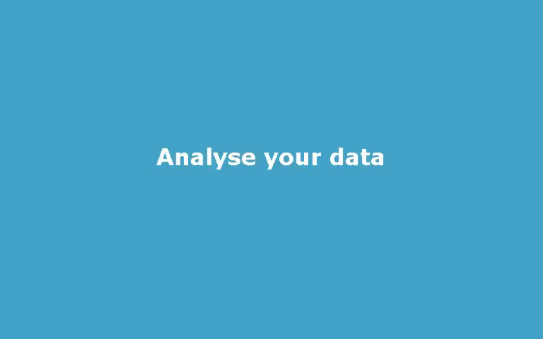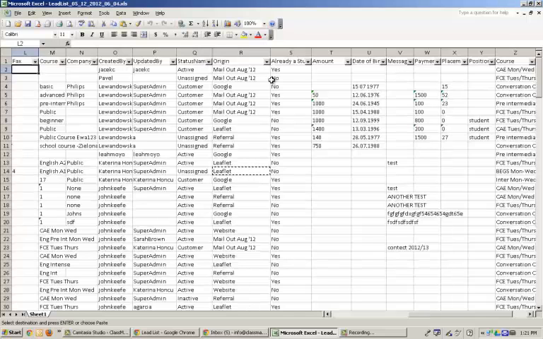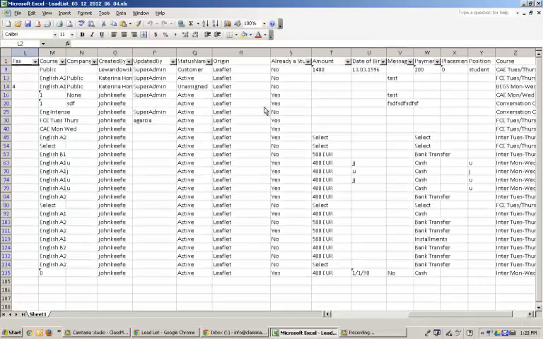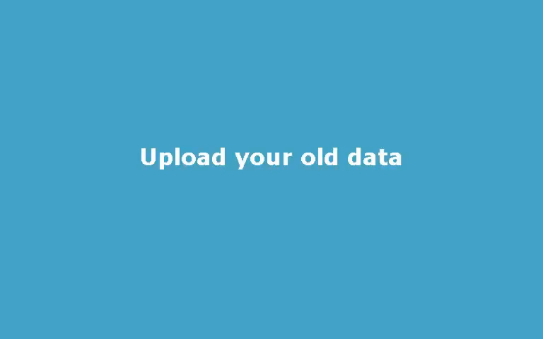Analyse your data. To find out where your prospective students are coming from, you can search and filter within ClassMaster or export to Excel, and in a few clicks you can see where your marketing budget gets the best results. Upload your old data. Finally, if your school does have lists of prospective students filed away and forgotten, don't forget we can upload them into your ClassMaster account so you can finally start to use them.